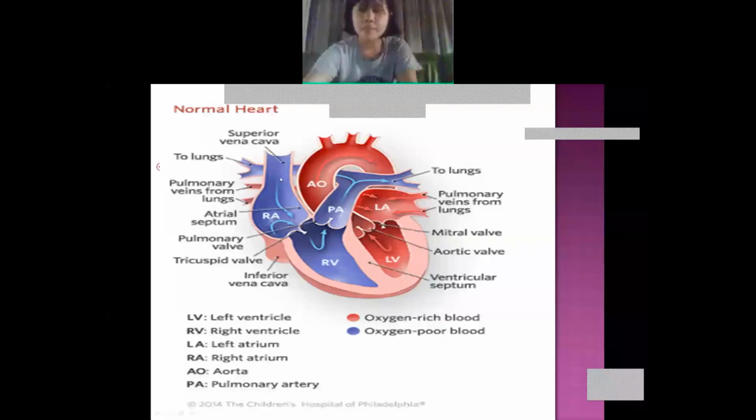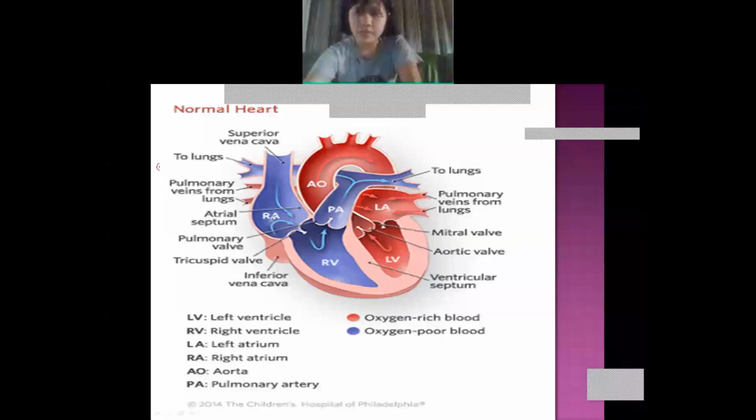Superior means it will obviously be upside, and inferior means it will obviously be downside. From the name itself, superior means up, inferior means down. So the deoxygenated blood, that is the absence of oxygen, will come through these veins, the inferior and superior vena cava, and first it will enter the right atrium. This is the right atrium.